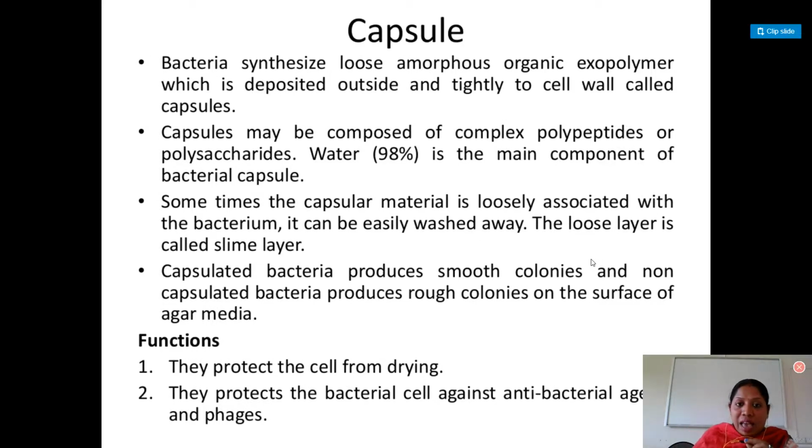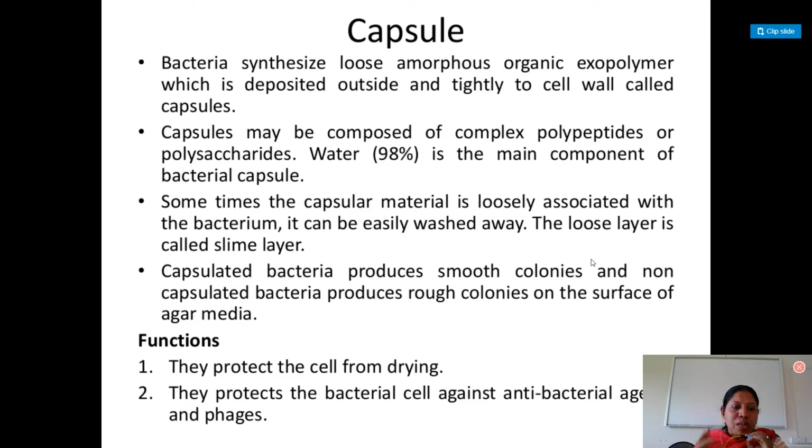Next one is capsule. Yes, capsule is very important. It could be a 3 marks question to remember. Yes, let us go with it. Capsule. A bacterium synthesizes a loose amorphous organic exopolymer which is deposited outside and tightly attached to the cell wall, which we call a capsule. You can take it as a rubbery structure just covering the outside of the bacteria, which helps protect bacteria from so many things. The capsule may be composed of a complex polypeptide or a polysaccharide, but the main component of this bacterial capsule is water.